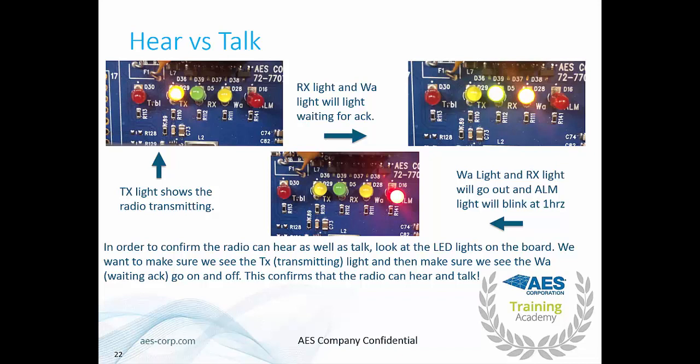How long it takes for that WA light to go off is how long it takes for your radio signal to go to its next peer and then get the acknowledgement back. This way it ensures that not only can you hear, but you can talk to the radio as well, and you should have no problems with this subscriber.